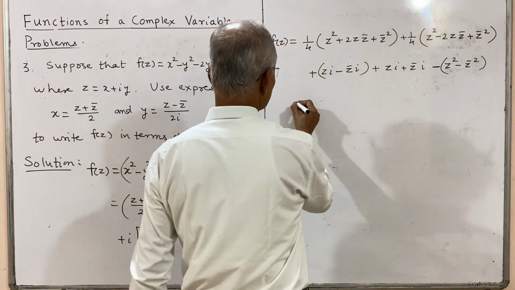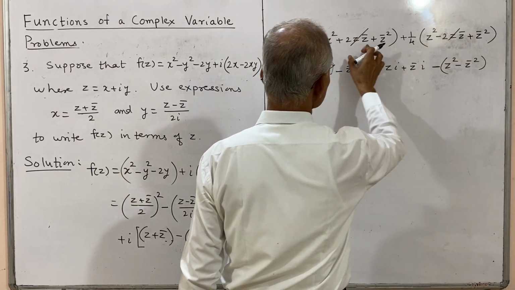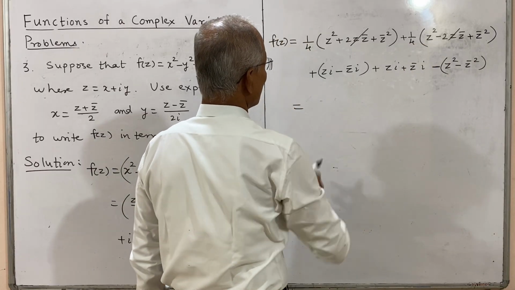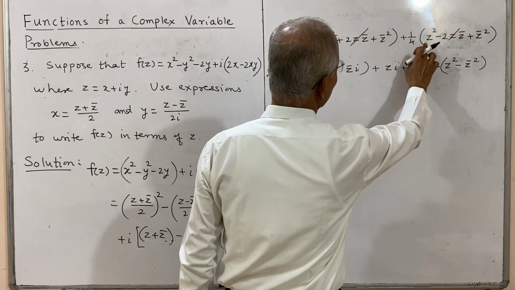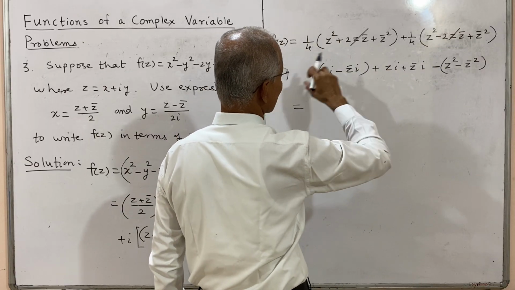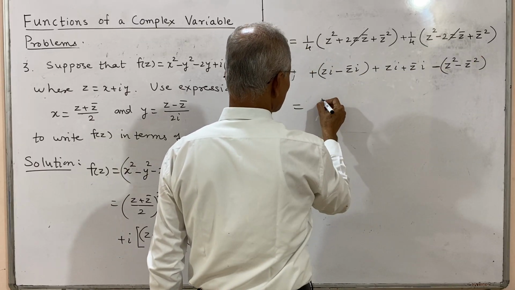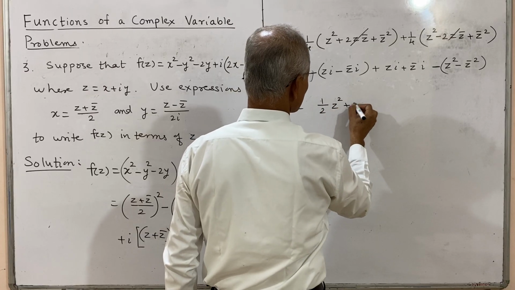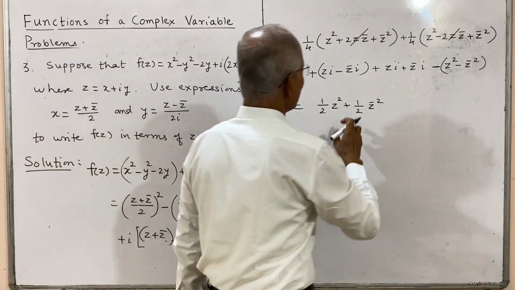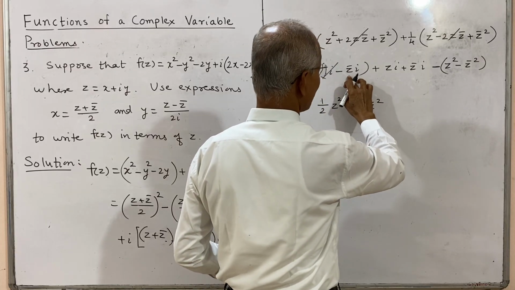And now further this is equal to, you see this term cancels because it is the same term with positive and negative sign. And now 1 by 4 z square plus 1 by 4 z square, that is 1/2 z square. Similarly, 1 by 4 z bar square and 1 by 4 z bar square, it is half z square plus half z bar square. And here you see zi cancels, not this but this z bar i cancels.